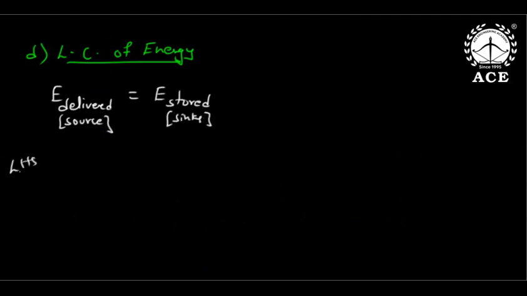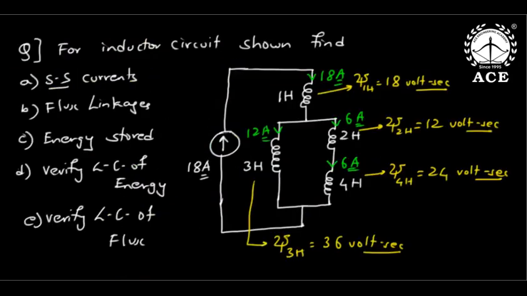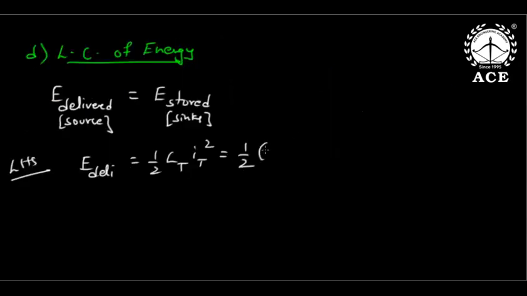Now, left hand side: total energy delivered by the source is half L total I total square. What is L total? 2 plus 4 is 6, 6 in parallel to 3 gives 2, and 2 plus 1 is 3. So this becomes 3. I total square is 18 square. If you do that, it is 486 joules.